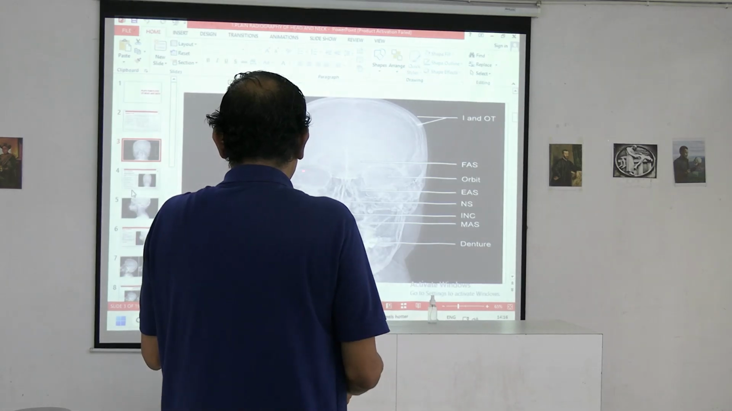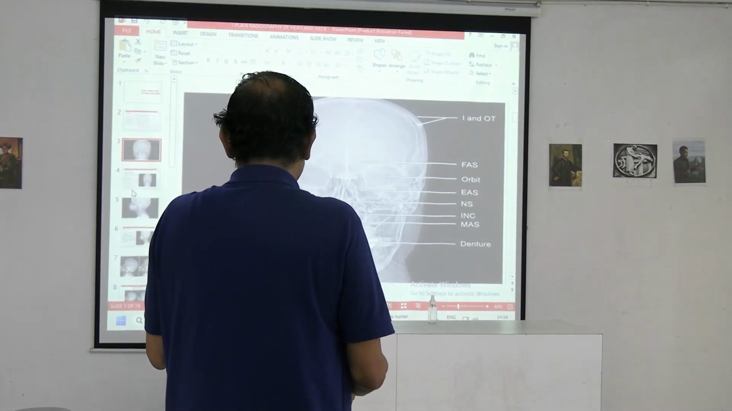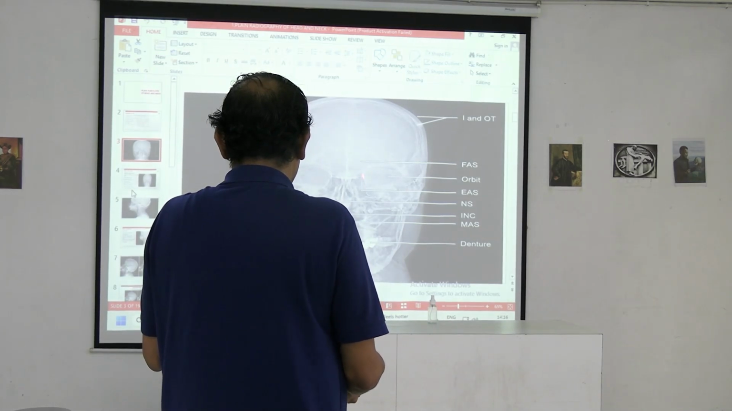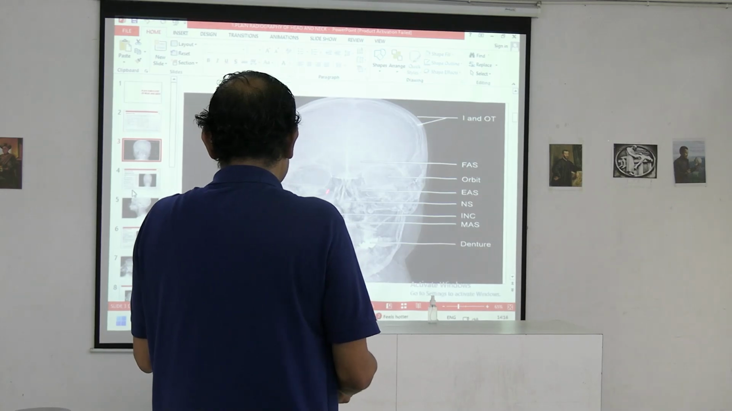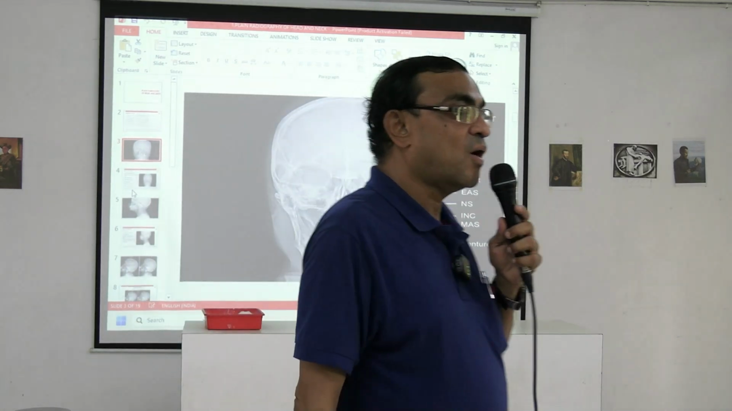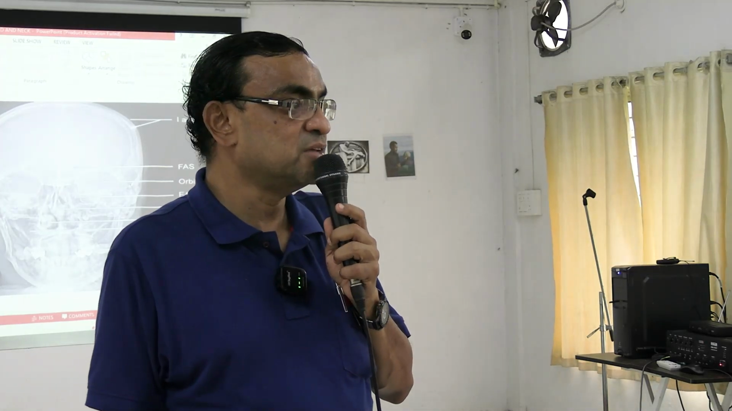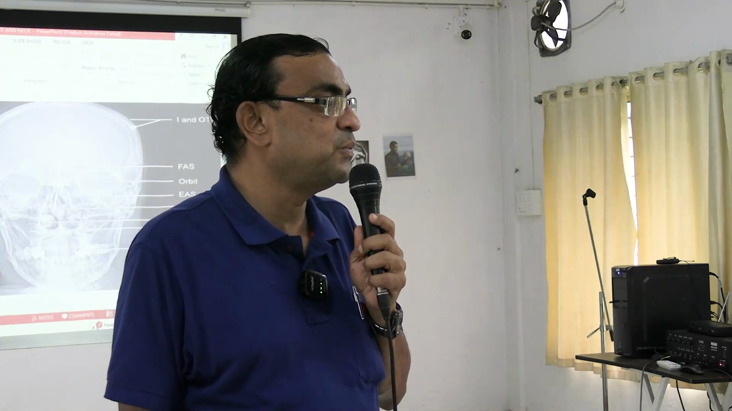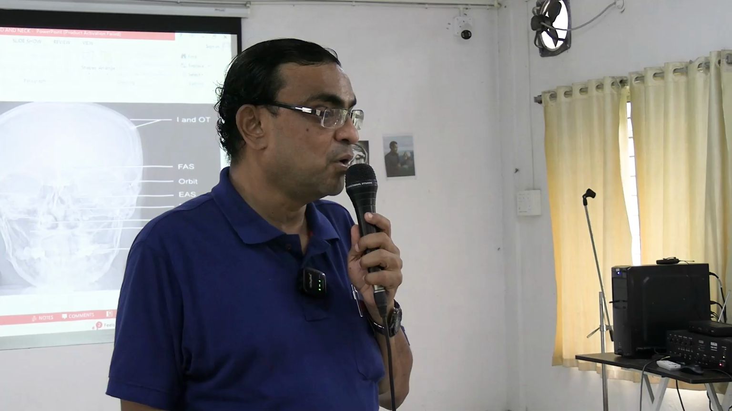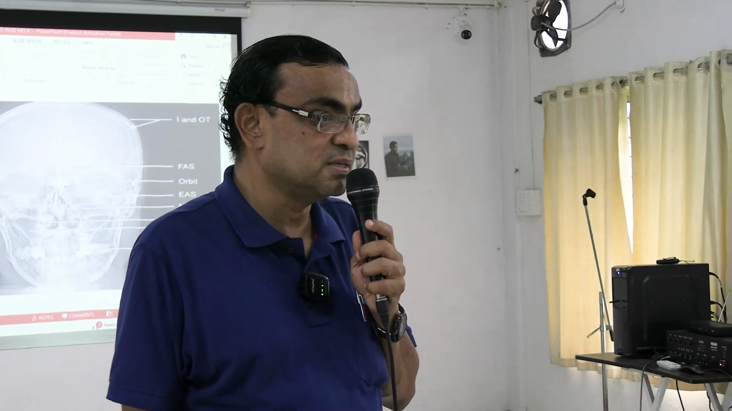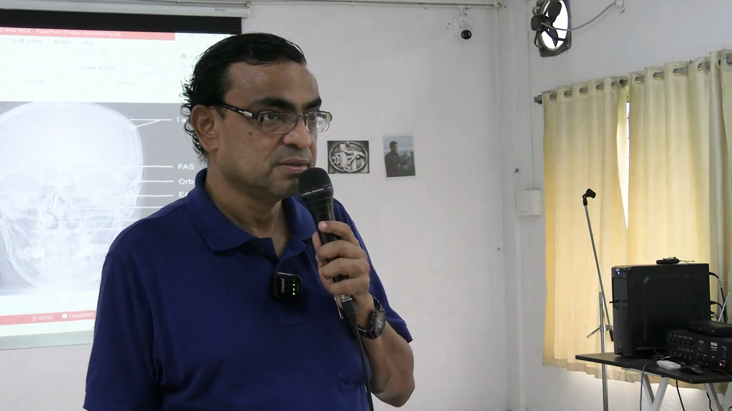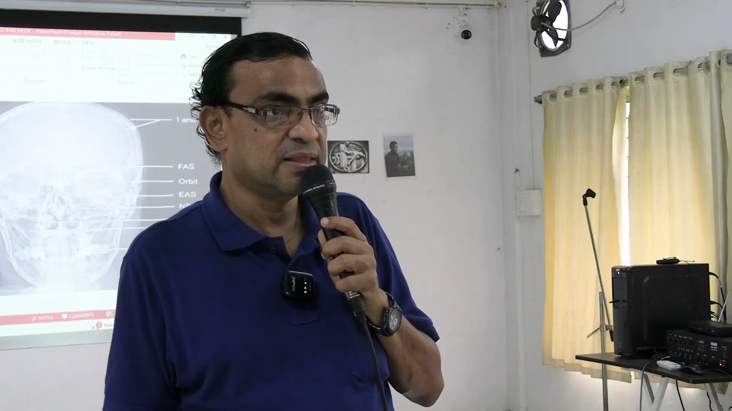And here also on either side this circular shadow is the orbit. The image of the orbit. Orbit means where we can get the eyeball, extraocular muscles, nerves, vessels, so many things. That is the orbit.